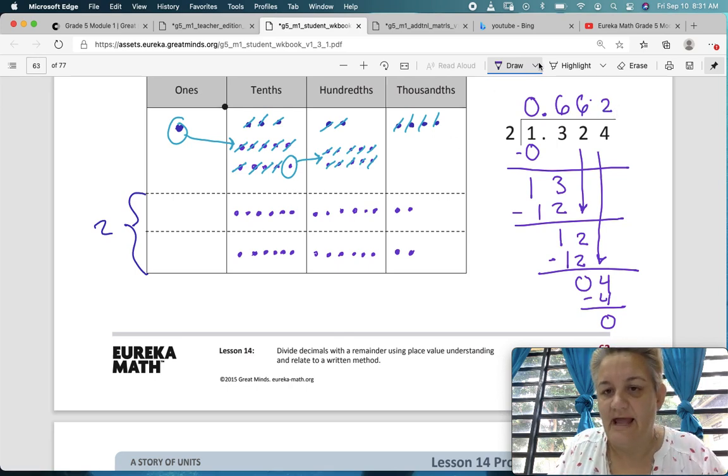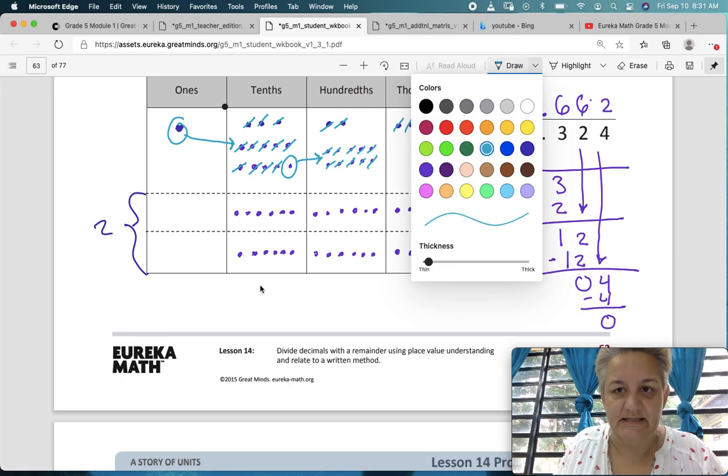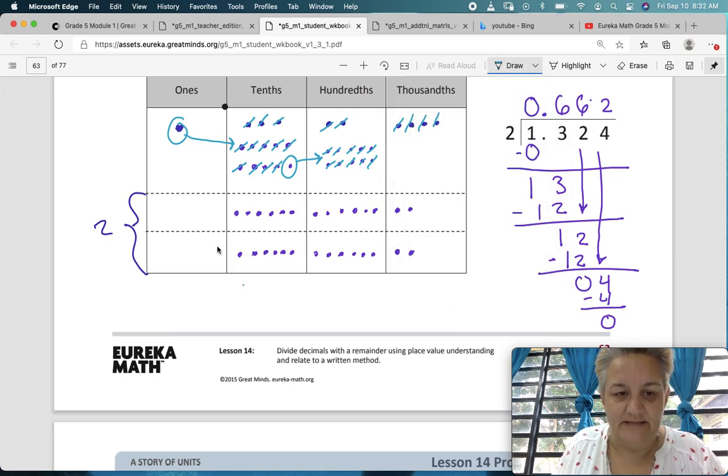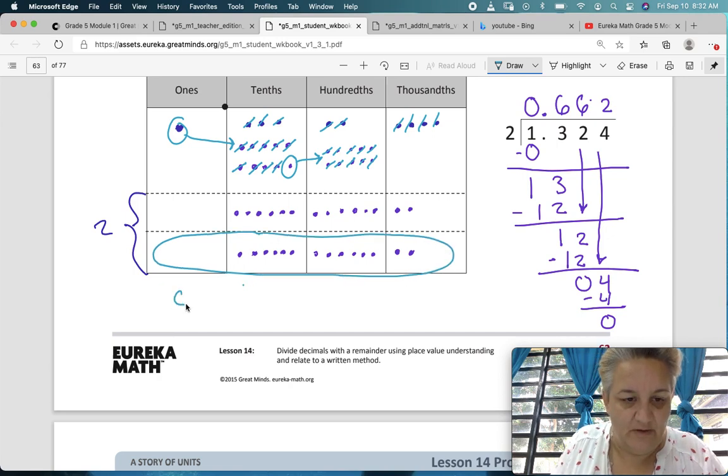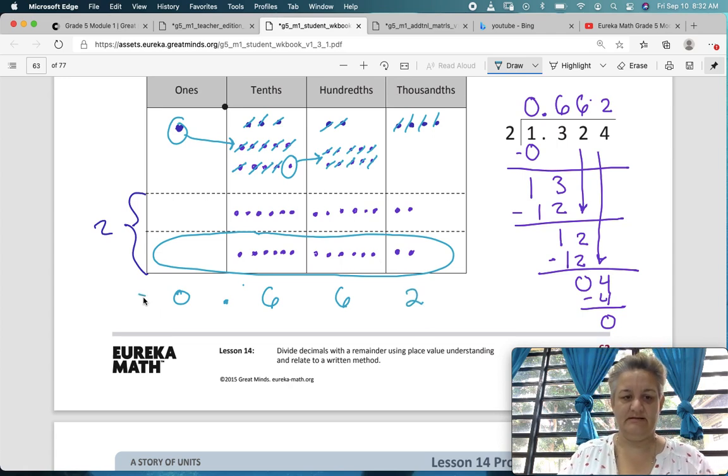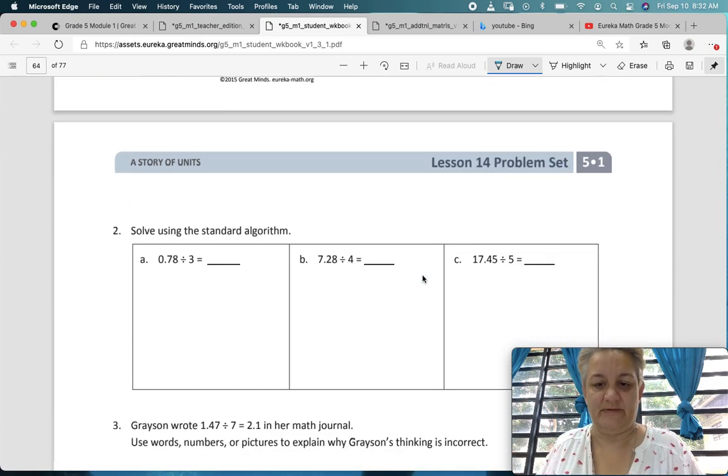And over here I have, let's just check this. Check our answer. I'm going to circle this last line and check it for our answer. So I have 0 ones, 1, 2, 3, 4, 5, 6 tenths, 1, 2, 3, 4, 5, 6 hundredths, and 2 thousandths. There's our answer. Same answer. Great. I like this. This is kind of fun. It helps us understand what we're doing, right?